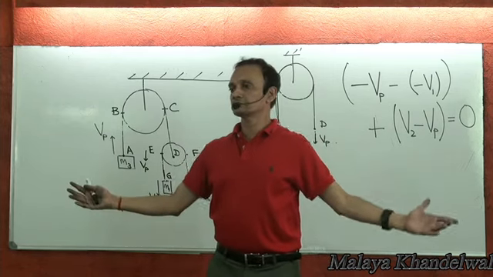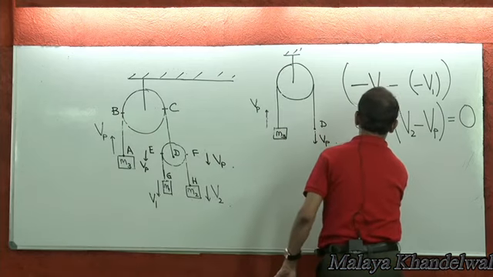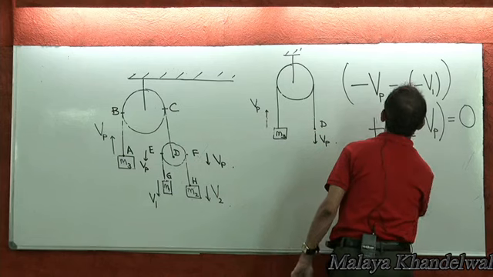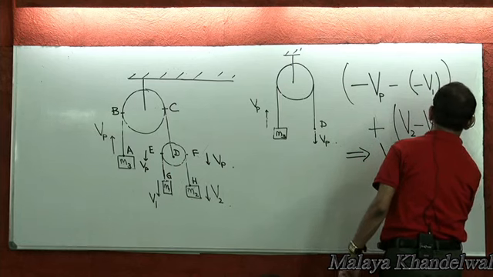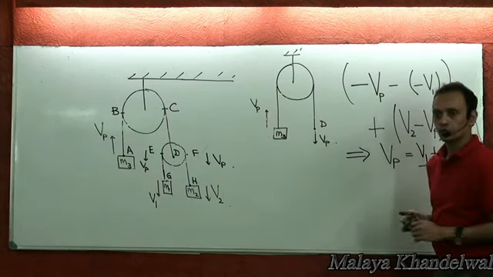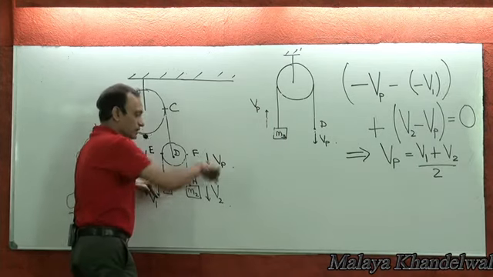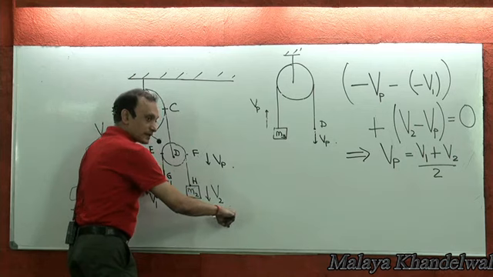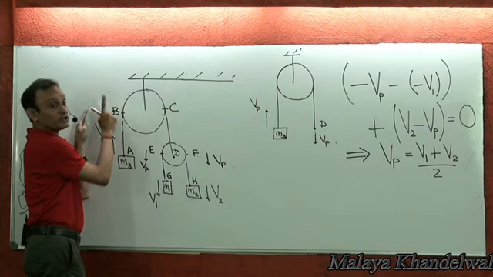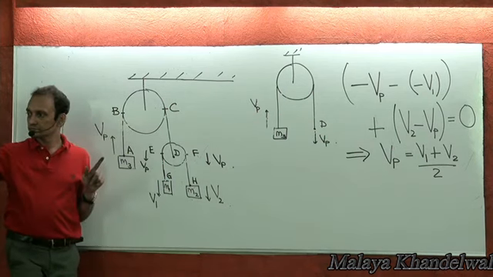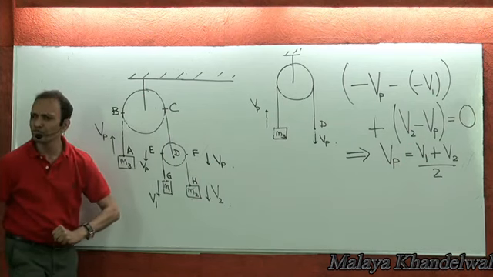Yes or no? Right? So this gives me Vp equal to (V1 plus V2) by 2. Right? That means if this was going down with 5 meters per second, this was going down with 15 meters per second, then this would move up with 10 meters per second. 15 plus 5 by 2. All's good? Makes sense? Let me add a few more frills.